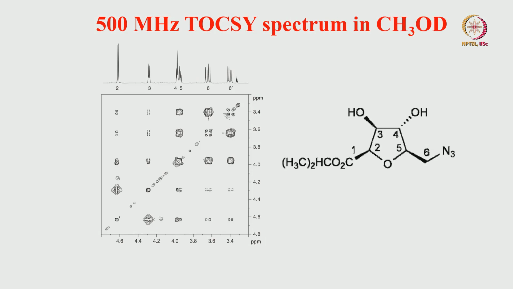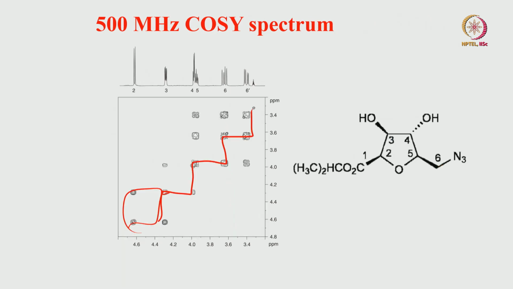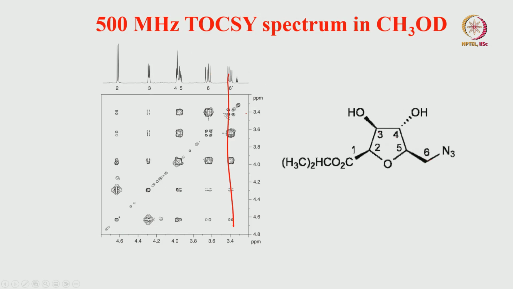Same thing if I do a TOCSY, this is what happens. Very easily, in one shot, I can identify all these things. Here I have written numbers, 2, 3, 4, 5, 6. All of them are coupled. 2 is coupled to 3, 4, 5 and 6. Everything is coupled here. Same thing you can identify in COSY, but you have to go in a stepwise manner. It's like a step function, we keep going. Okay? Whereas TOCSY identified everything in one shot. This is the advantage of TOCSY.